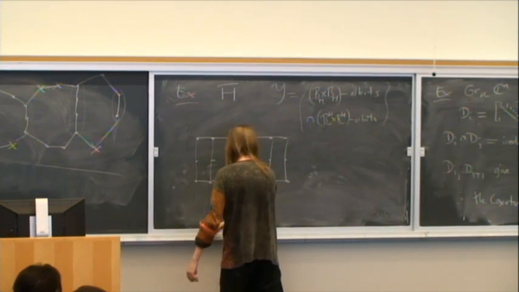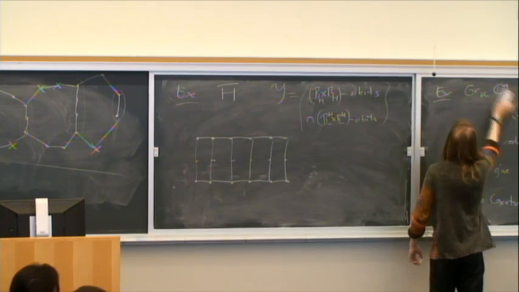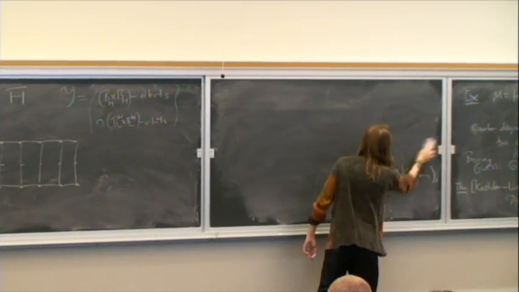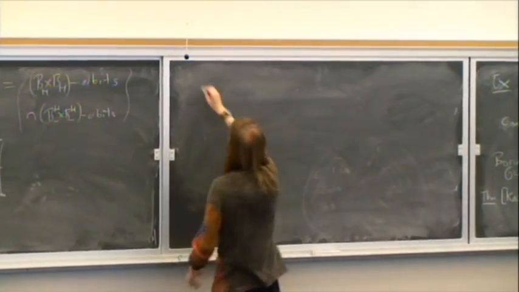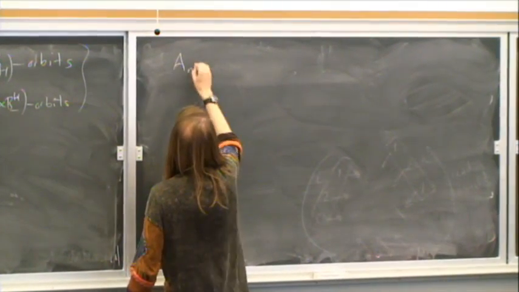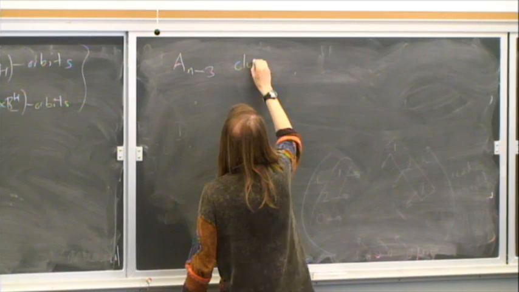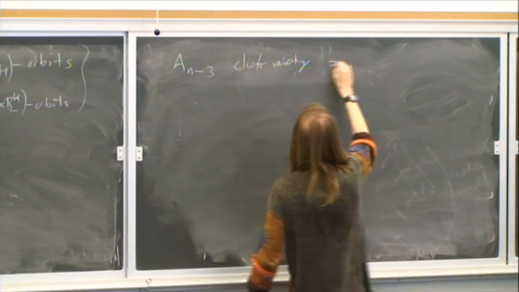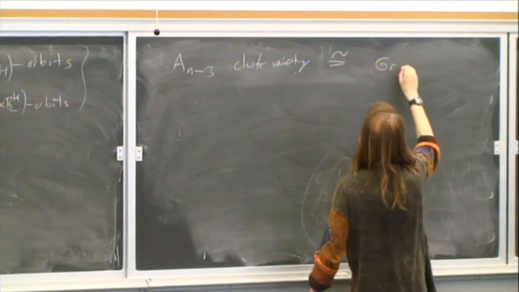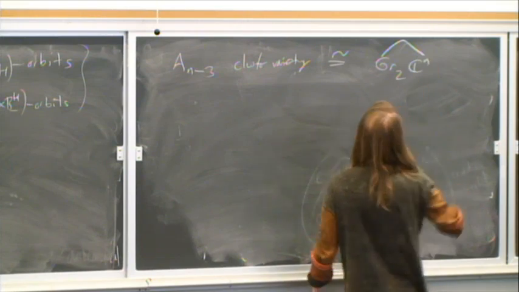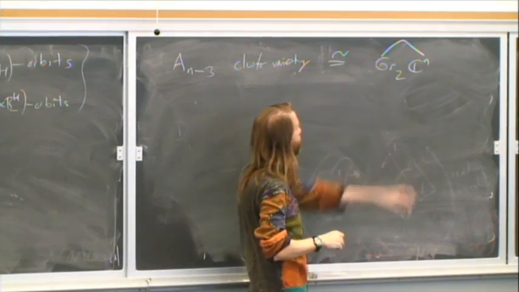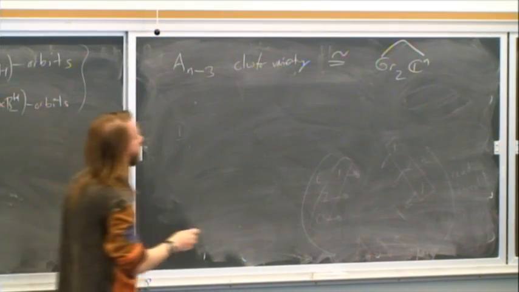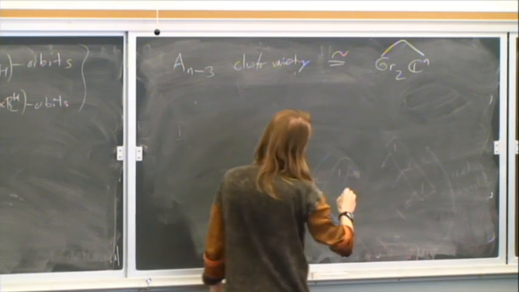So I want to say one more thing, even though I'm over time, because it's another connection to Andre's work. And it is, the A_{n-3} cluster variety is isomorphic to the cone over the Grassmannian. So this is not affine. Well, I guess it is affine. It's the affine cone over the 2 Grassmannian.